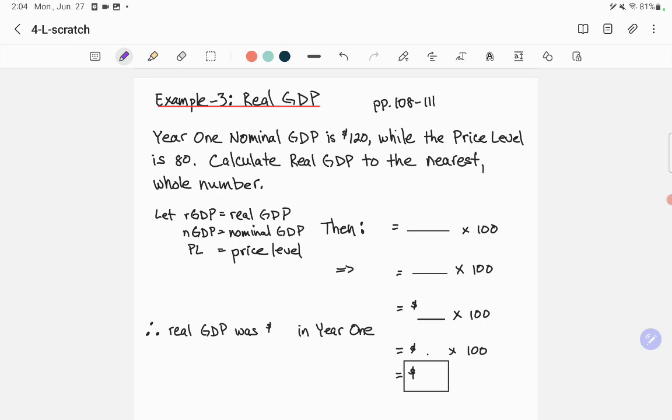Show me a sign. We've got money. 0. No decimals.